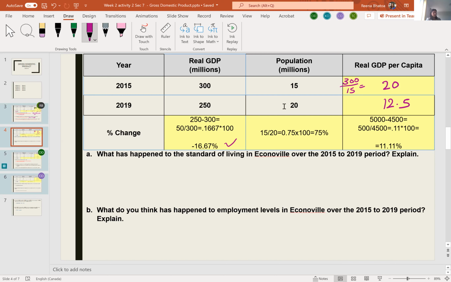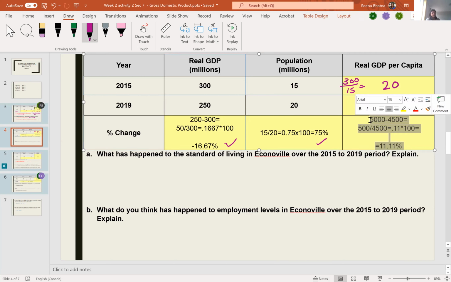really, 75%. Yeah, I guess you're right. Yep. And then real GDP per capita has not increased, it has decreased because the numbers were wrong. Sorry, you have to make this correction again. Okay, so it's gonna be 12.5 subtract 20 divided by 20 times 100. I guess you can make it now.